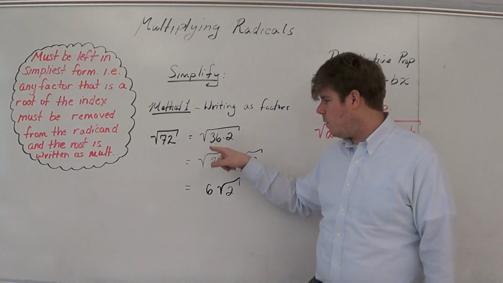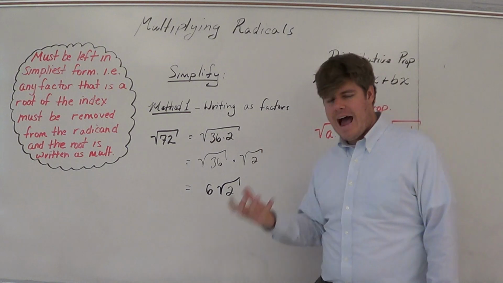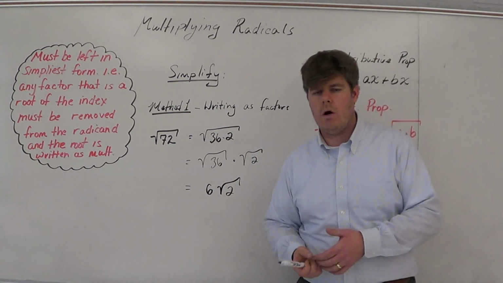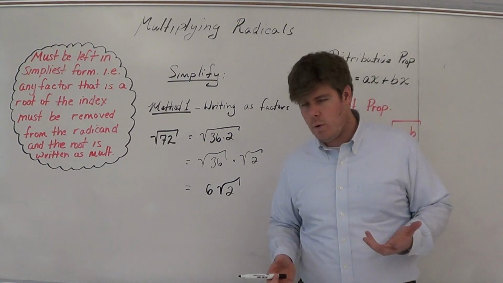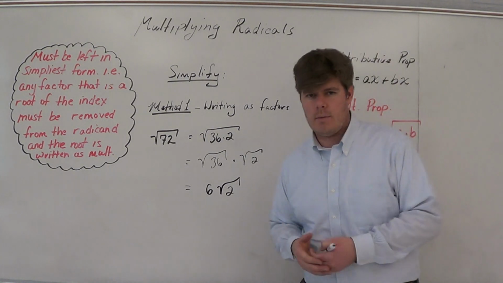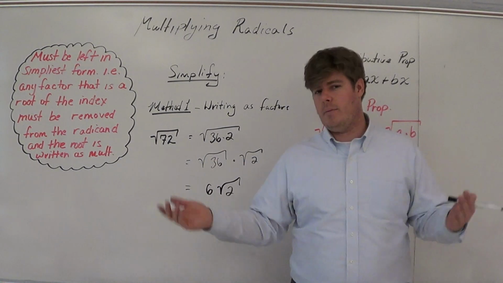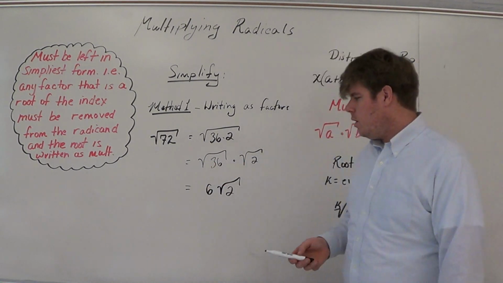So 36 is a square number, so I can pull it out. And I have to do that. When I come down to here, 2, its only factors are 2 and 1. 2 is not a square number, nor is 1. 1 sure is a square number, but it's irrelevant in this because if you pull out a 1, then I'm just multiplying by 1, and you don't need to show that.